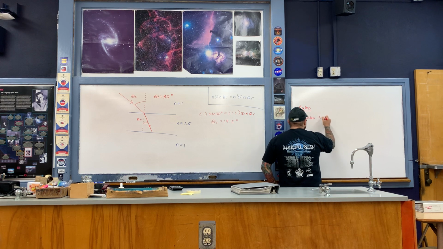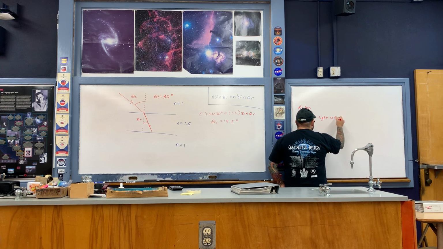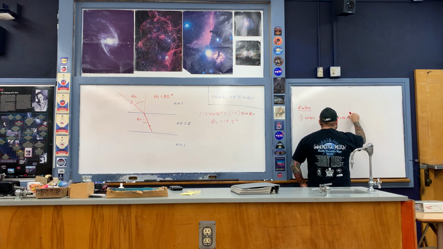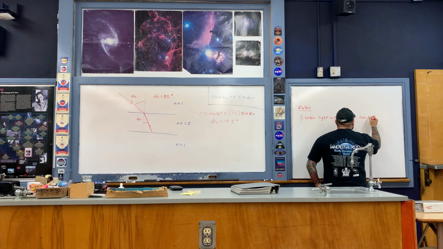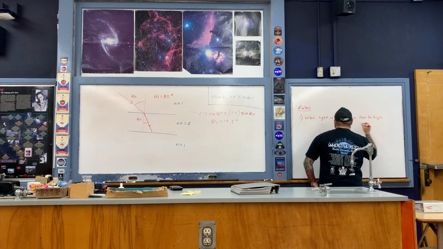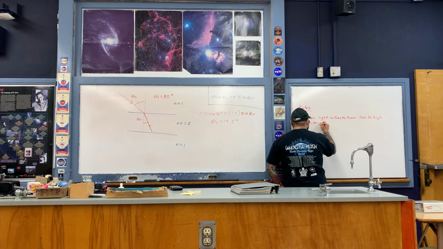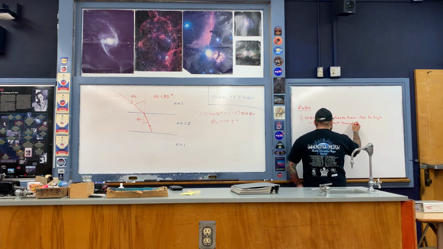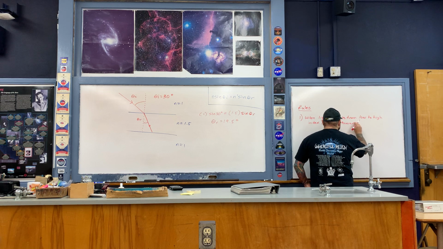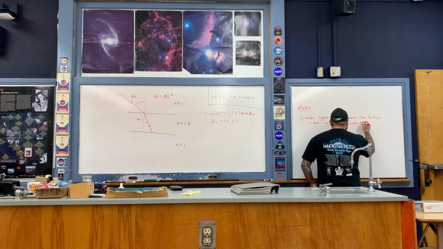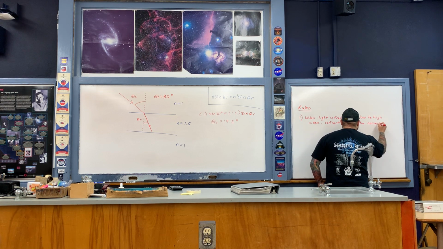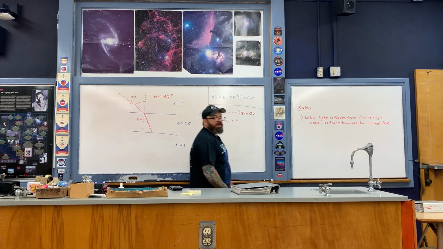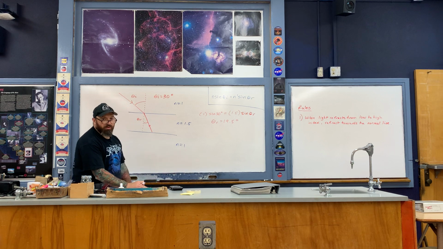So when light refracts from low to high index, you refract towards the normal line, or bend your light ray towards the normal line. That's the first of these two rules.